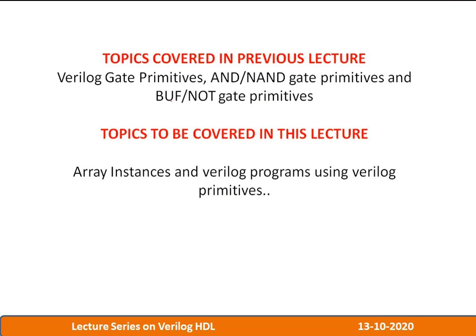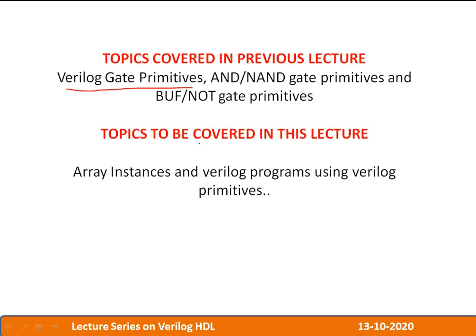Now these are the topics that were covered in the previous lecture. In the last lecture, we looked at the different gate primitives that are available in Verilog, that is AND, NAND, buf, not, and we tried to figure out with examples how the system with these gate primitives works. We looked at some specific examples related to buf, not and NAND gate primitives, and we got the simulations out of these two primitives.